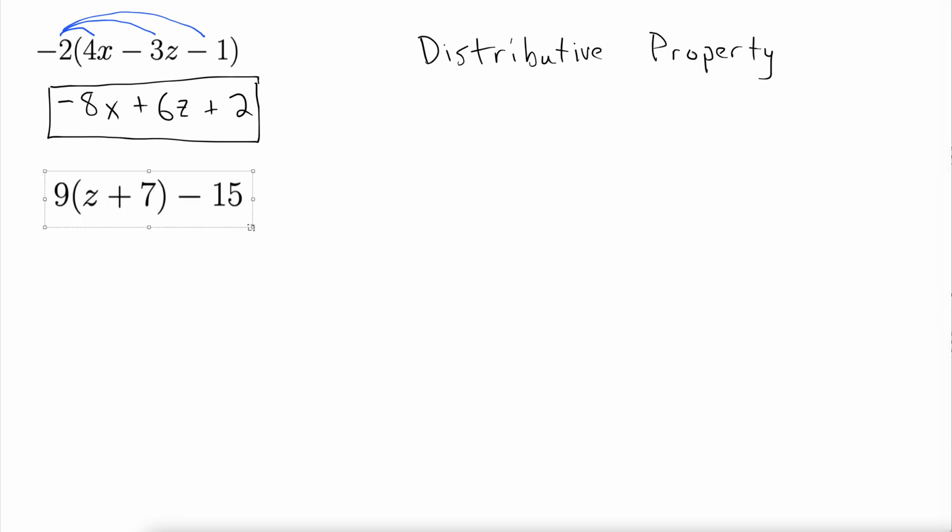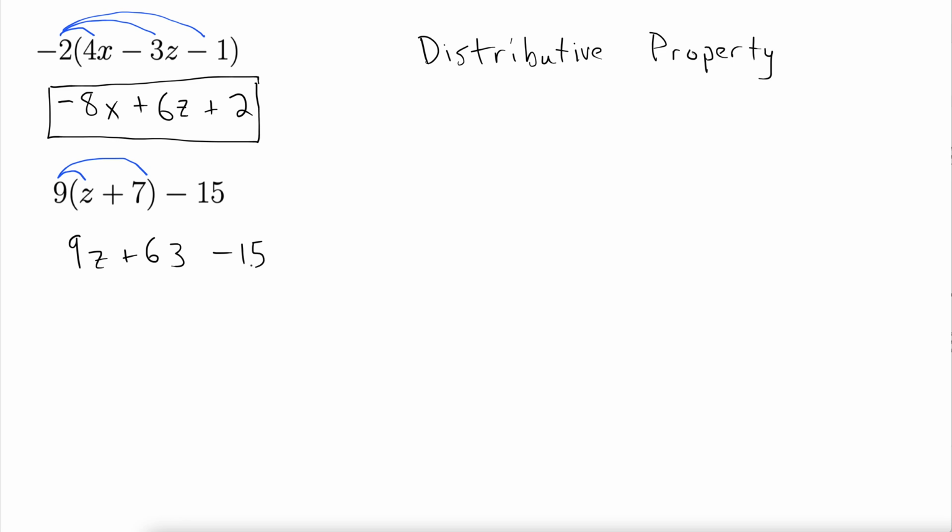Okay, here we go. 9 times (z plus 7) minus 15. Okay, so let's see here. Same idea. The 9 gets distributed through to the z and to the 7, not to the 15 because that's not in parentheses clearly. So let's see what happens here. We have 9z plus 9 times 7 is 63 minus 15.